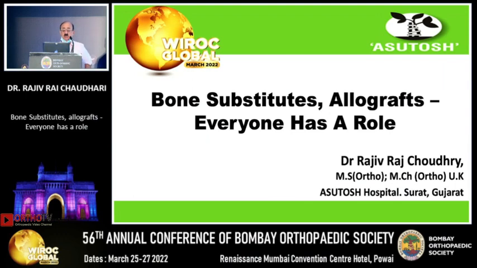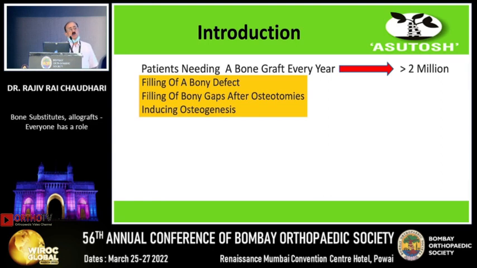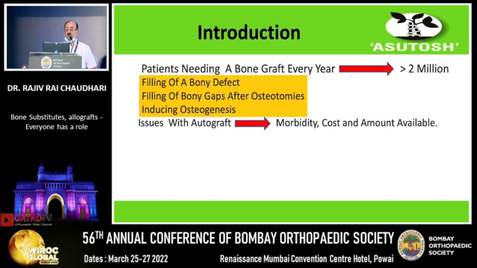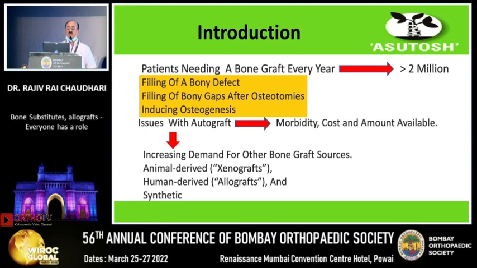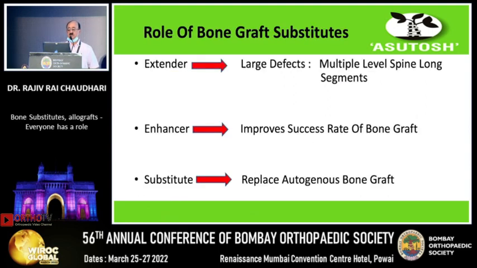And my topic is bone substitutes, allografts. Everyone has a role. Now, over 2 million patients a year need some sort of bone grafting procedure to fill bone defects or induce osteogenesis for treatment of non-unions. But there are multiple issues with bone grafts, so there is an increasing demand for other bone graft sources.